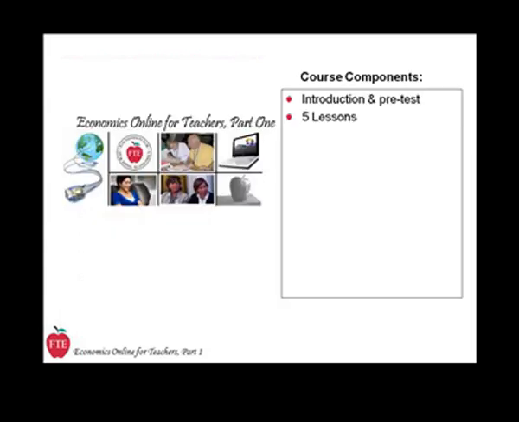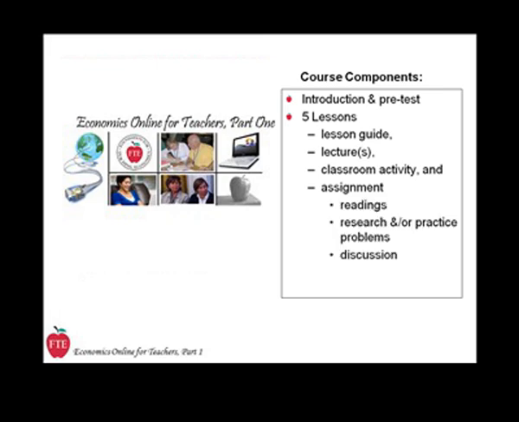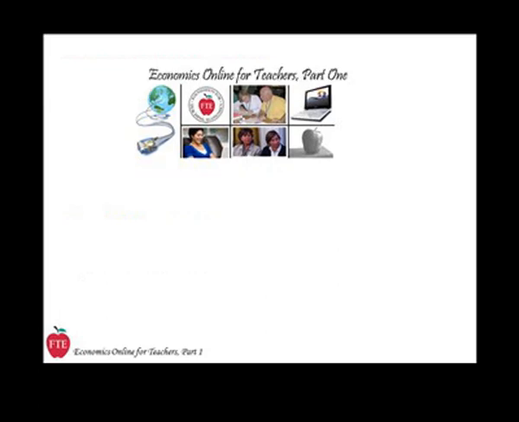Each of the lessons in EOFT Part 1 is comprised of a lesson guide, lecture, classroom activity, and an assignment. Assignments typically require reading the lesson outline and 1 or more supplementary sources, submitting a written assignment that includes practice and/or research problems, and participating in an online discussion forum with other members in the class. A term project and final exam are also required. All the elements of the course are provided online.